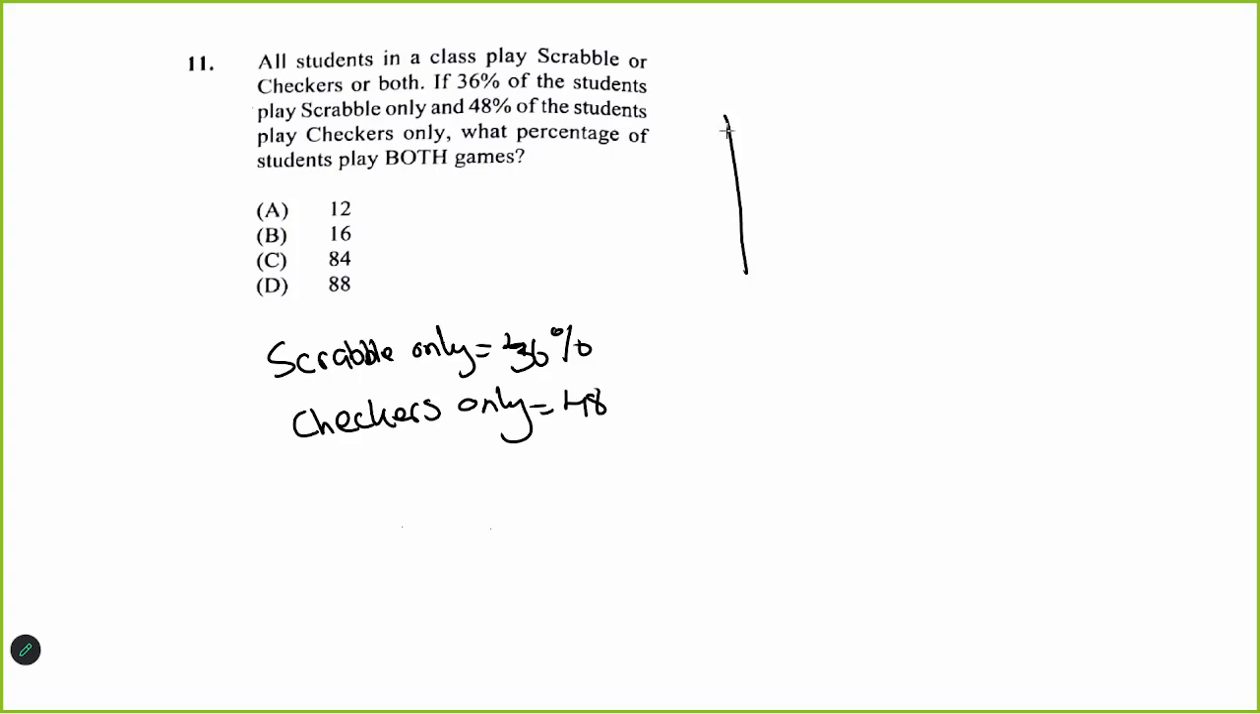So if I was to draw a Venn diagram, because visually when we see it, it's a little bit easier, right? We know your universal set is going to be 100.